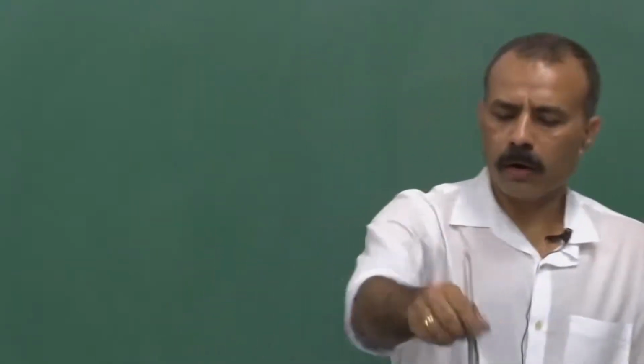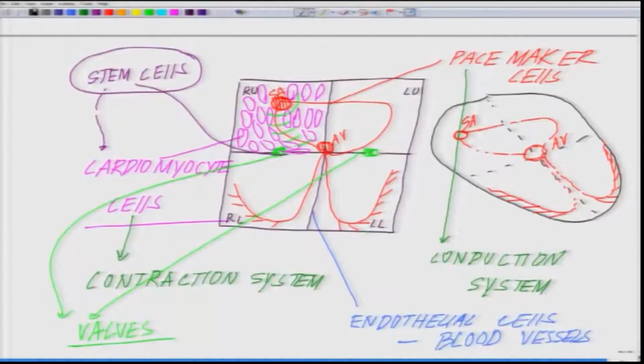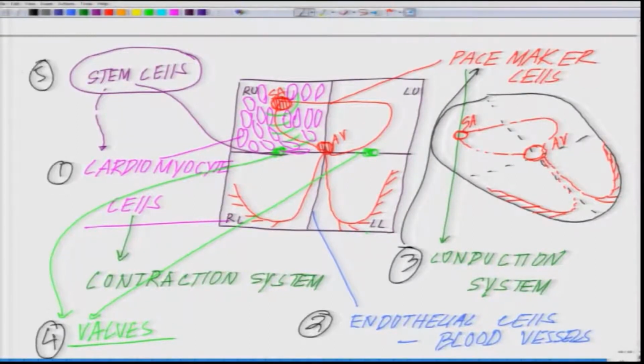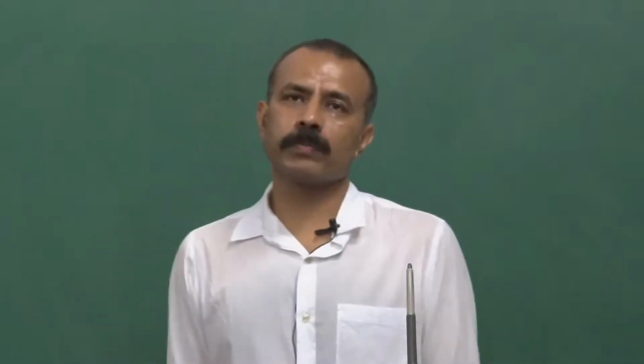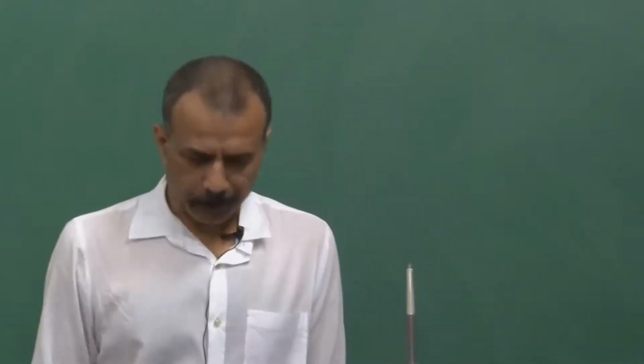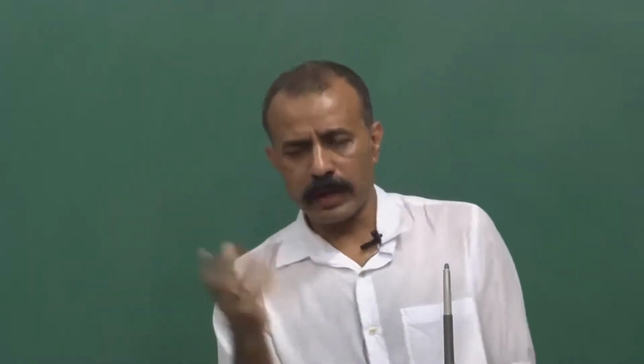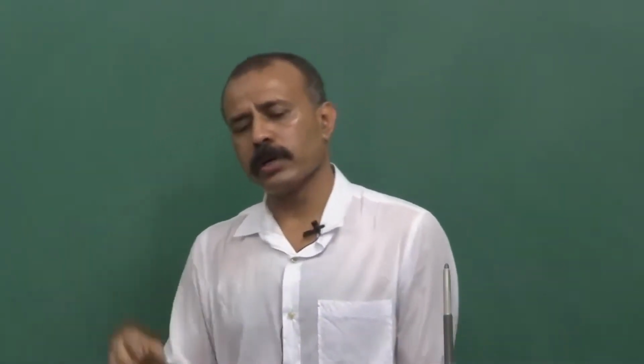So all in all, if I number them in terms of their intensity, you have cardiomyocyte type 1, then endothelial cell, then you have the conduction system, these are pacemaker cells, then you have these valves, and 5. So that's why I was telling you, there are at least prominently known 4 to 5 different kinds of cells which constitute the heart.